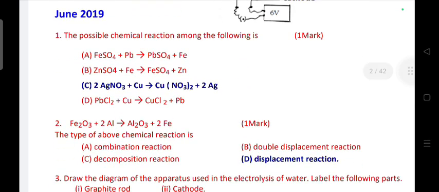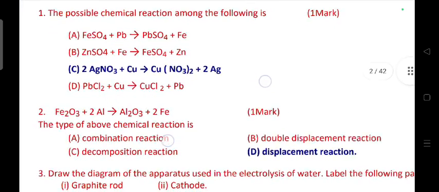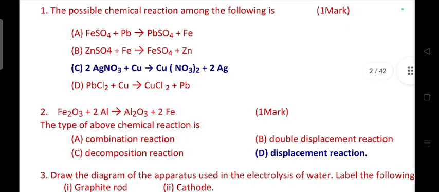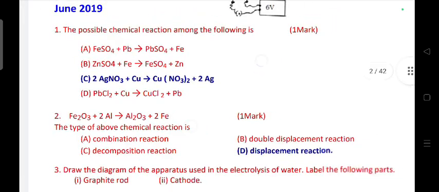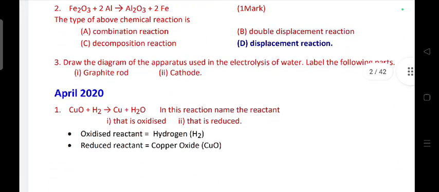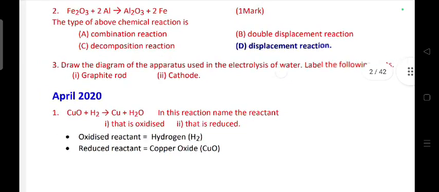The possible chemical reaction among the following is, so choose the correct answer. The answer is C. Next, second, choose the correct answer. The type of the above chemical reaction is, answer is D, displacement reaction. So 2 multiple choice questions were asked, and the diagram of the same apparatus.